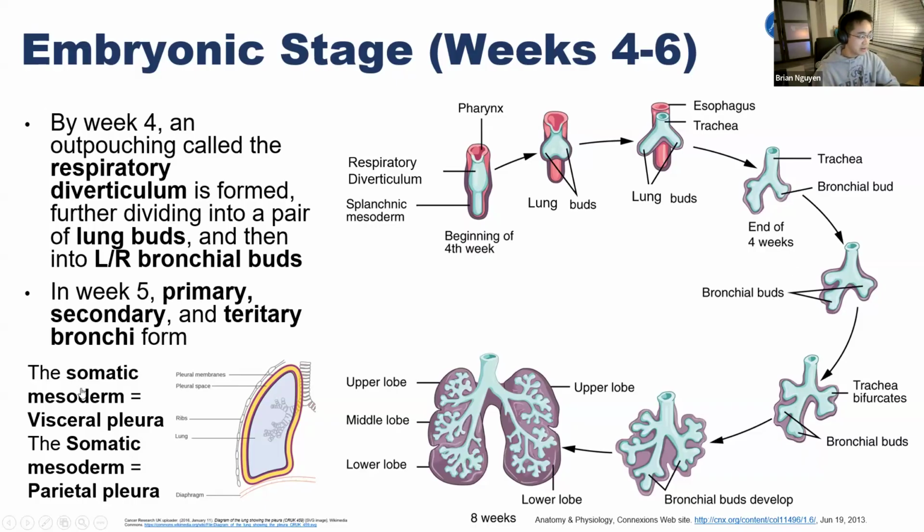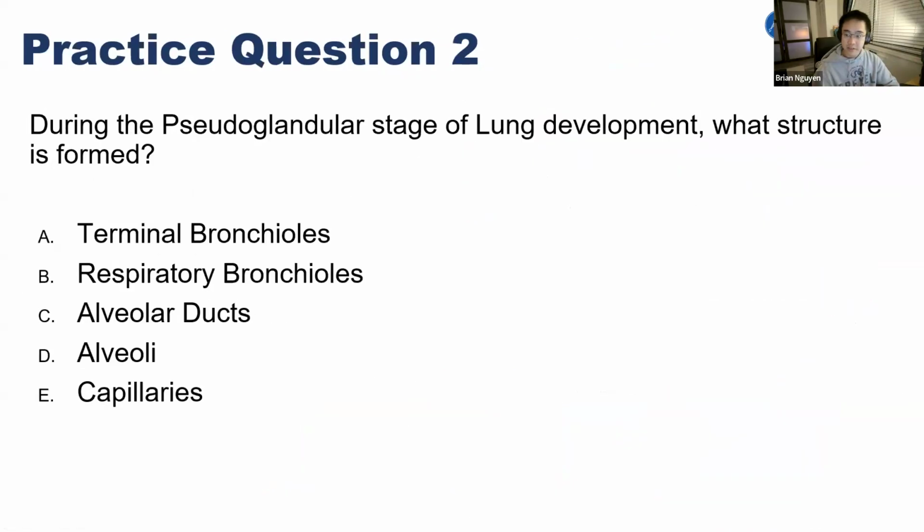Okay, I just want to point out here's a nice little diagram showing the visceral pleura and the parietal pleura that surround our lungs. And I want to add a reminder that that comes from the somatic mesoderm. Okay, so with that being said, let's move on to the next question. Let's go ahead and get another poll started. Question 2, during the pseudoglandular stage of lung development, which structure is formed?